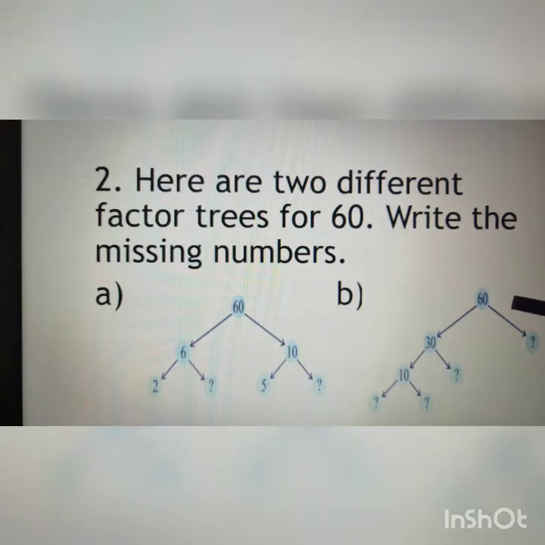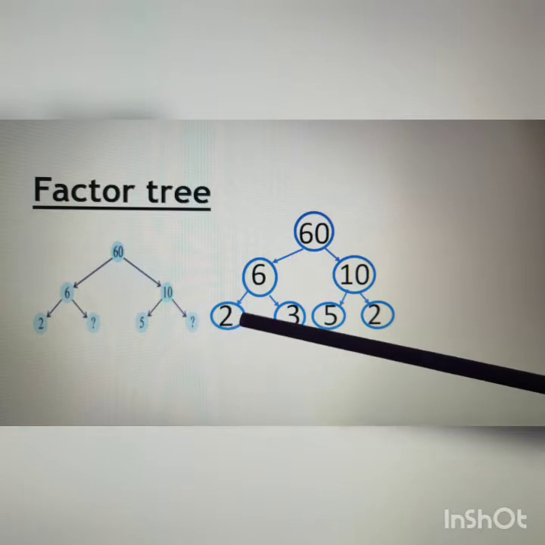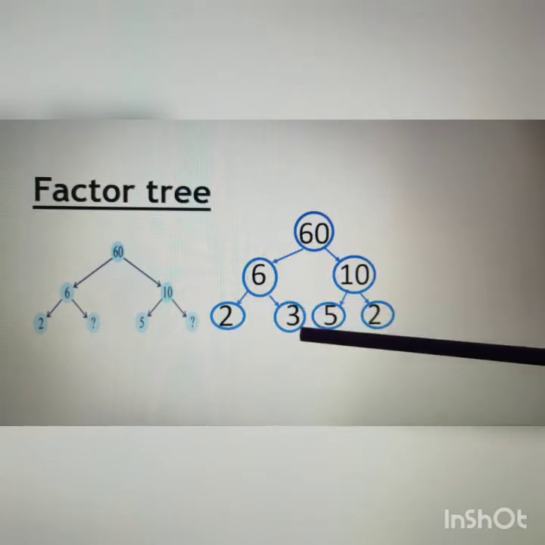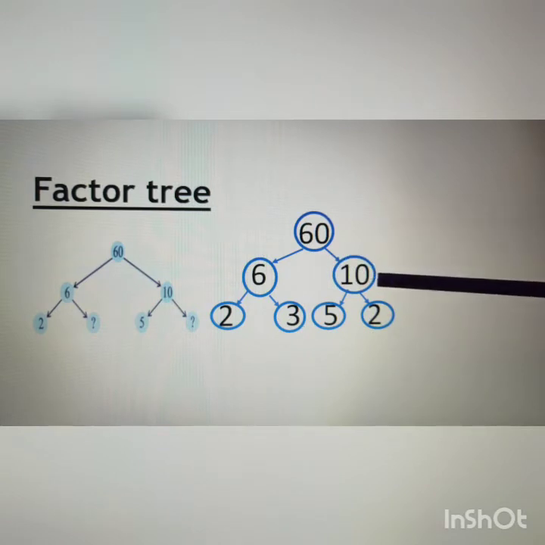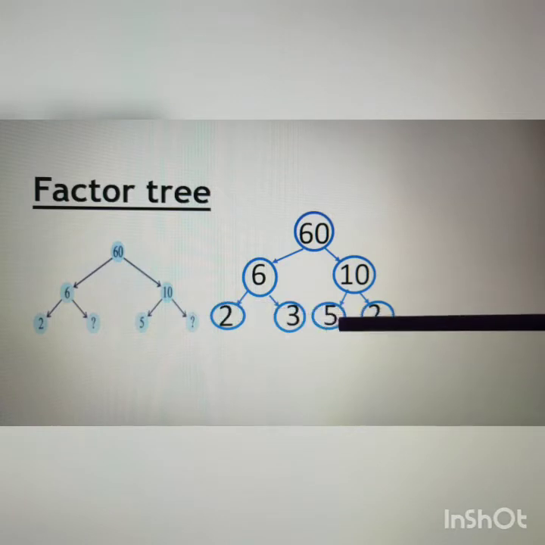Question B: 60, it is written 30. Going back to A, 60 is the product of the two given numbers 6 and 10. And 6 we know is 2 into 3. So 2 will come here, it is already given in the question, and 3 will come here. Similarly, 10 is 5 into 2. In the question 5 is already given here, so 2 will come here.